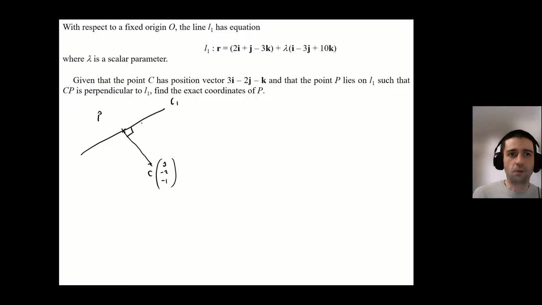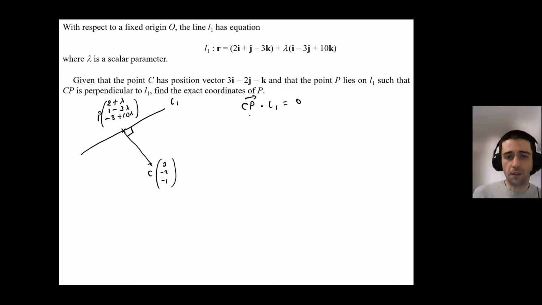Now this point P that I'm trying to find, as in the previous example, I could define using the vector equation that I've been given. So I can write (2 plus lambda, 1 minus 3 lambda, and negative 3 plus 10 lambda) as a position vector for the point P. Now, I'm told that CP is perpendicular to L1, so that means that C to P, when I dot that with L1, is going to equal 0.